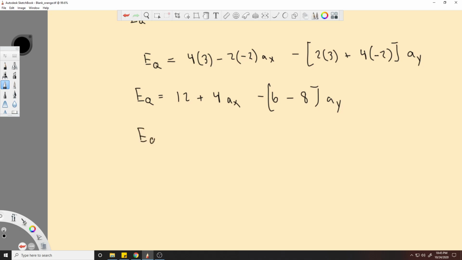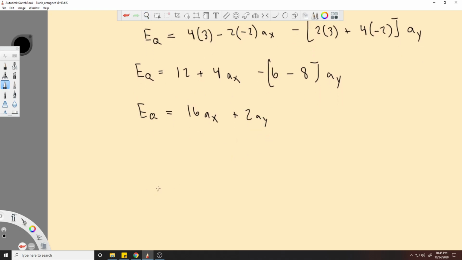That means that E of Q, the electric field at the point Q, will equal 16 in the x direction, and it will equal positive 2 in the y direction. Don't forget this negative out here. Okay, so now we have E of Q, but we want E of Q as a unit vector.